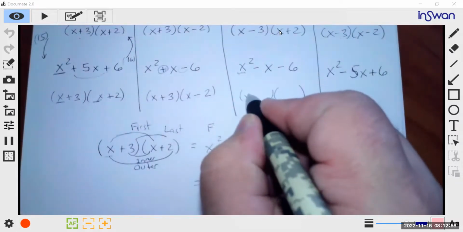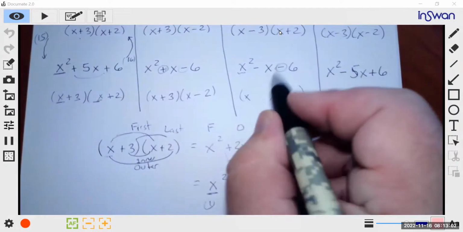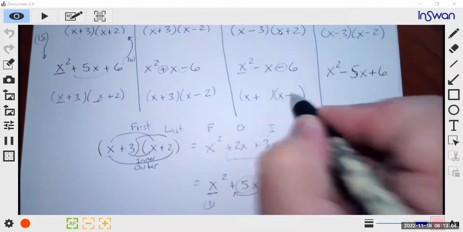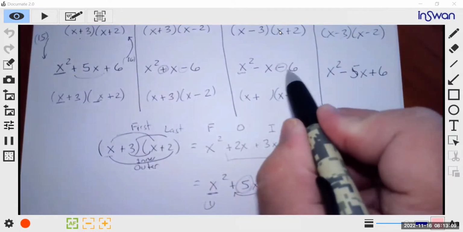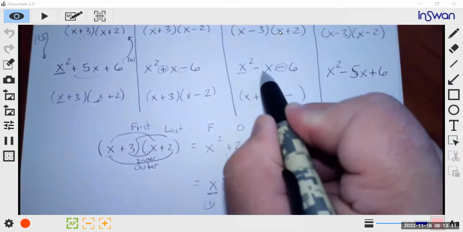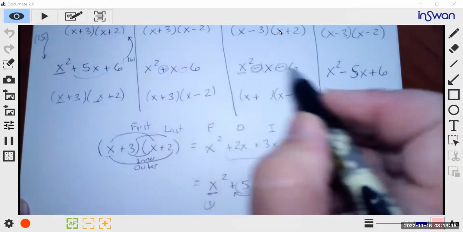What makes up x squared? X and x. The second sign is a minus, so they're opposite signs. What times what is 6? When you subtract them, you get 1: 3 and 2, but the 3 goes in the negative.